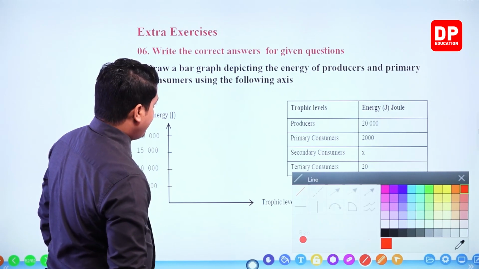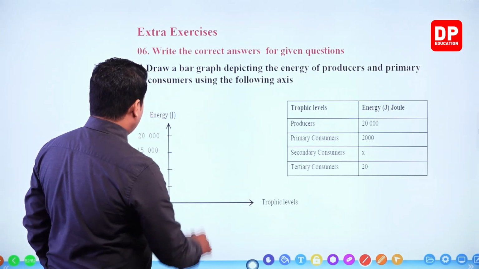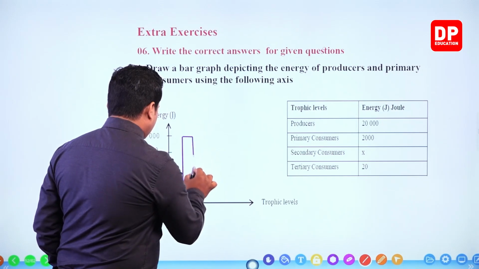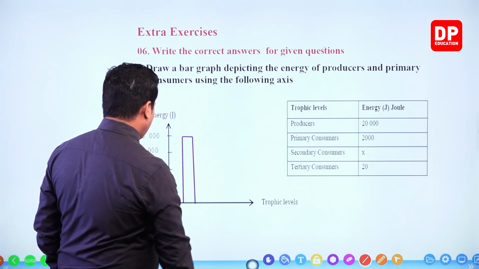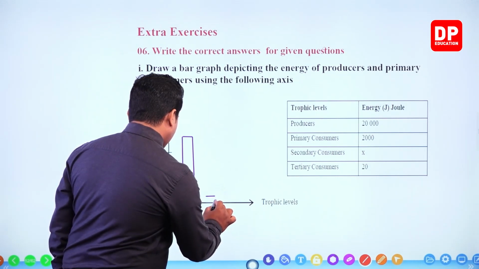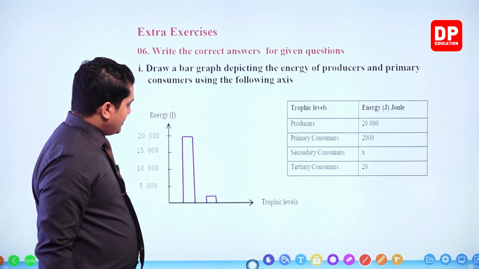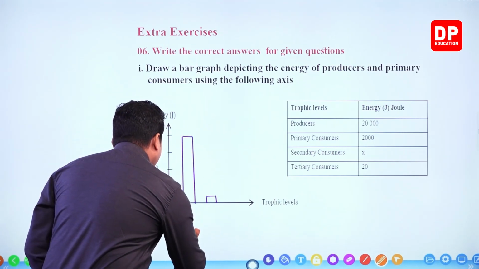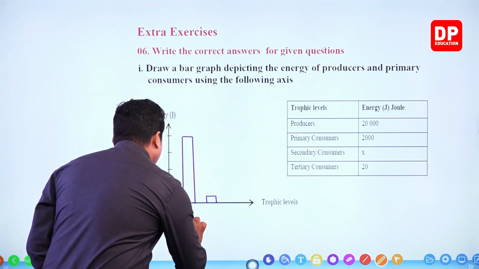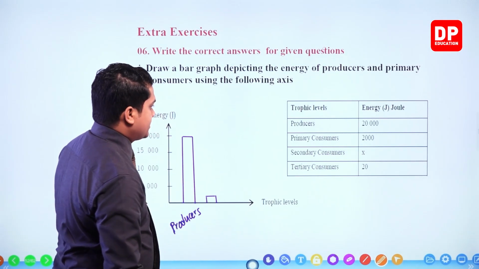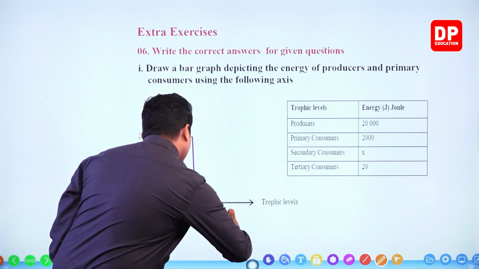So number 1, producers 20,000. Then shorter, right? Yes. Okay. So this is producers. Then second one, primary consumers.